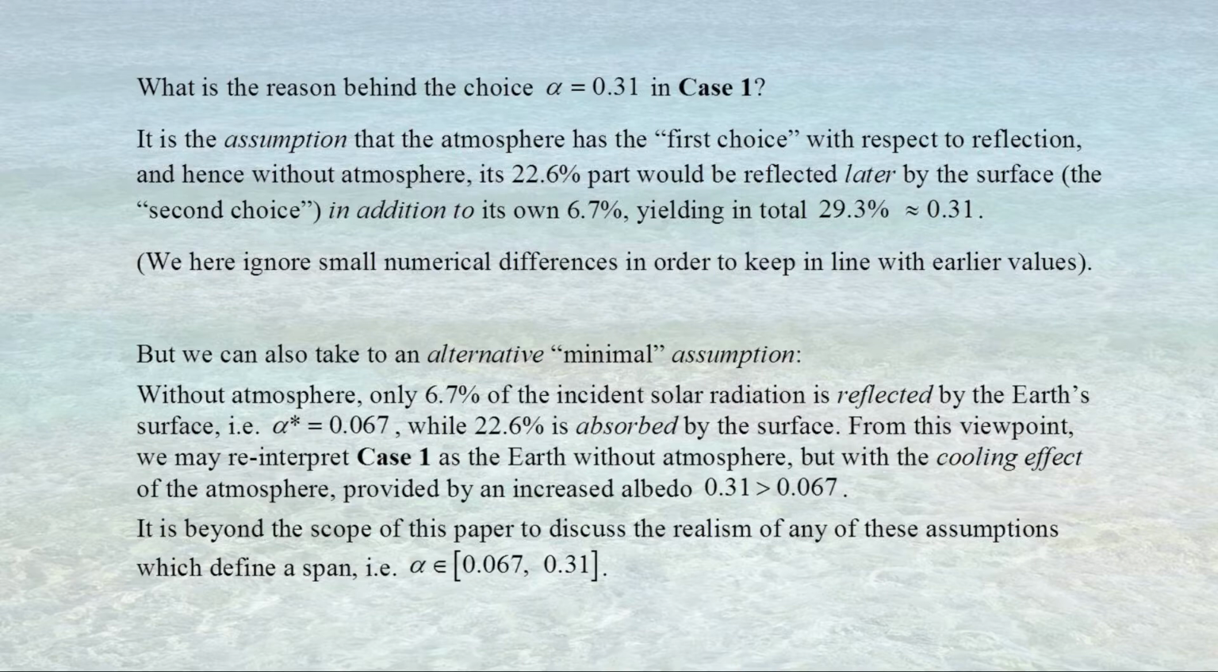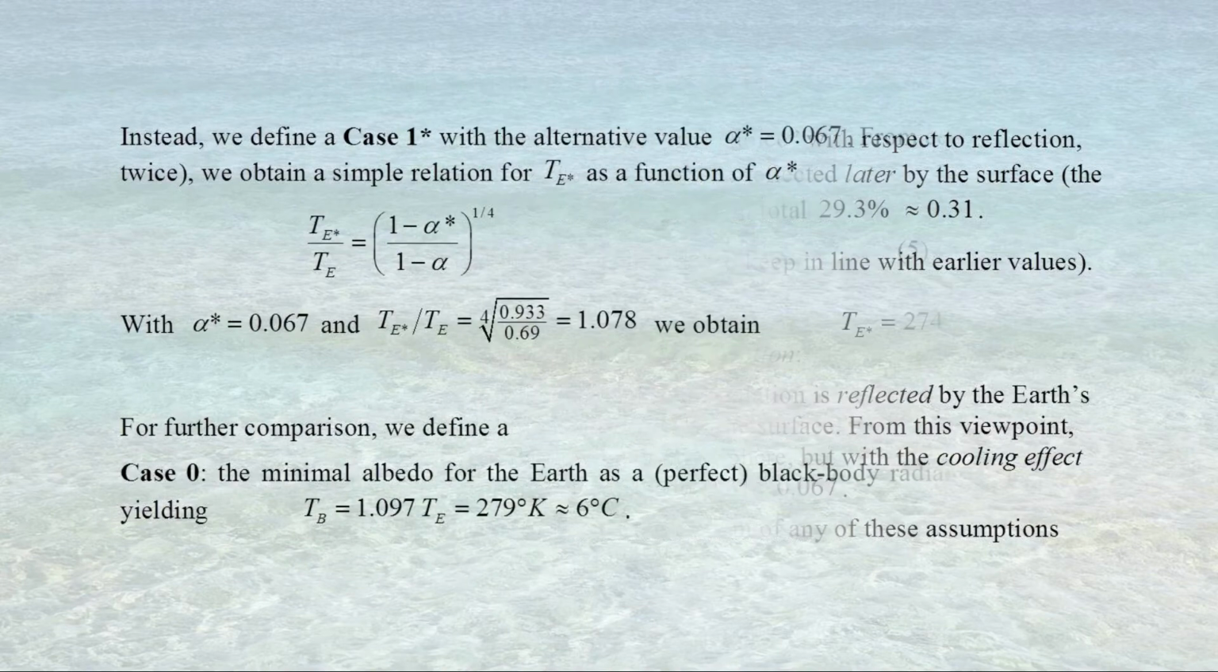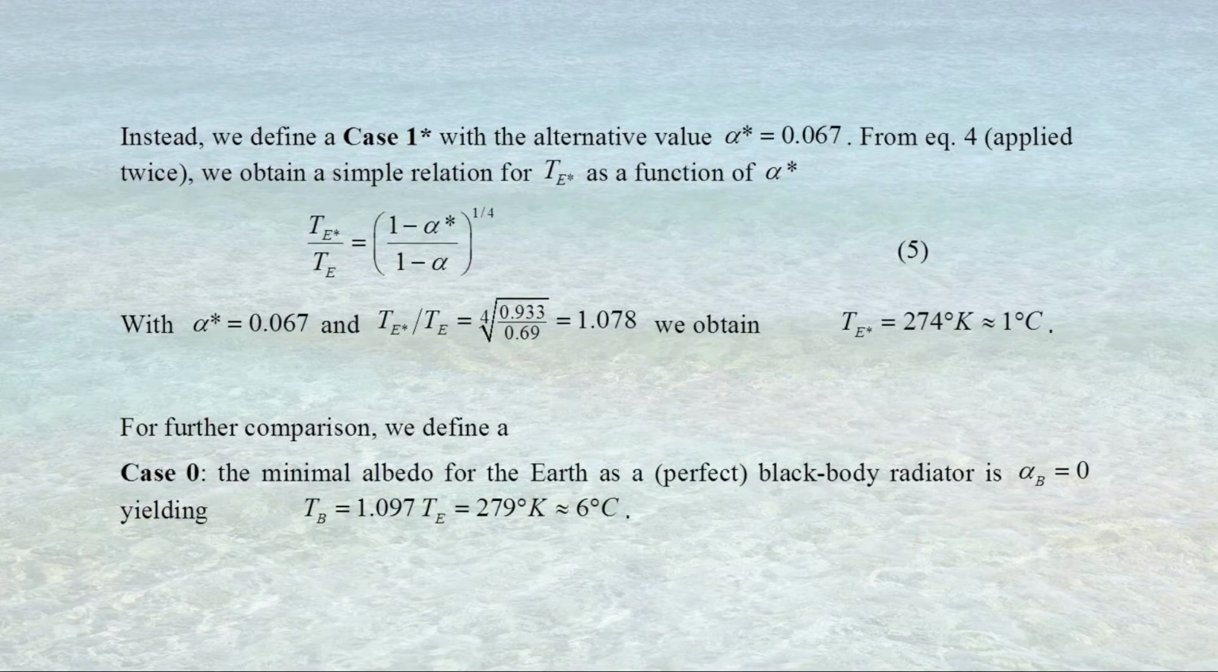It is beyond the scope of this paper to discuss the realism of any of these assumptions, which define a span, that is, alpha lies between 0.067 and 0.31. Instead, we define a case 1 star with the alternative value alpha star equals 0.067. From equation 4 applied twice, we then obtain a simple relation for the corresponding temperature as a function of alpha star, namely equation 5. Then we obtain for the temperature T E star 274 degrees Kelvin, or about 1 degree Celsius.